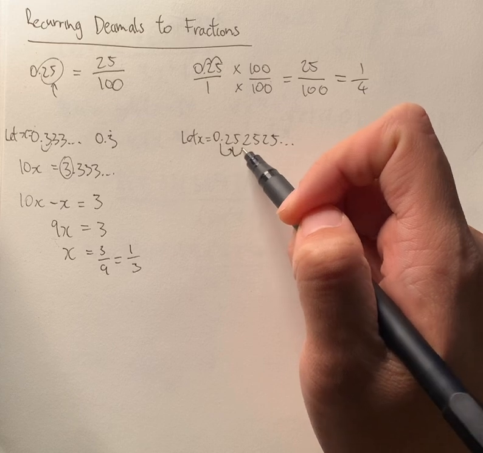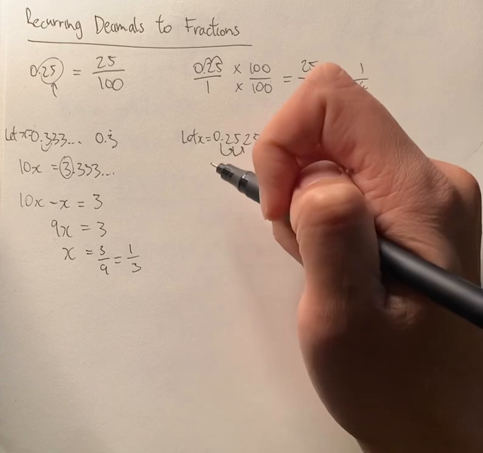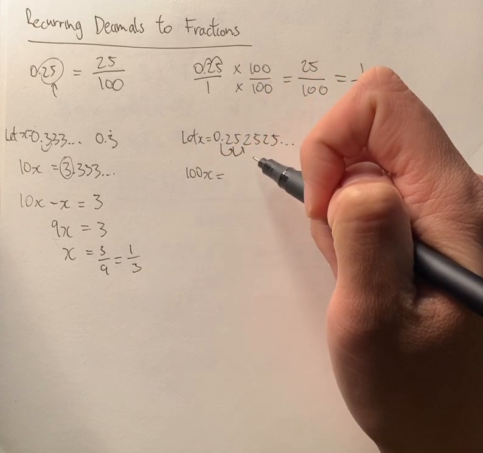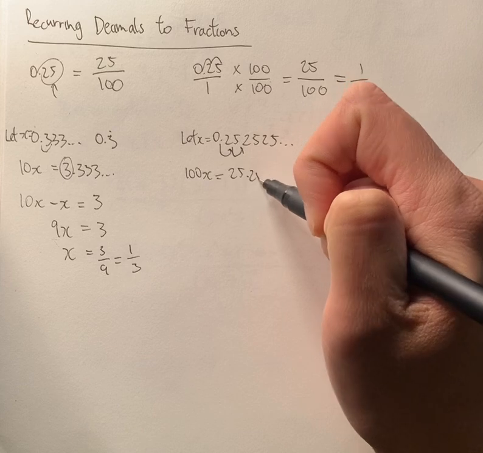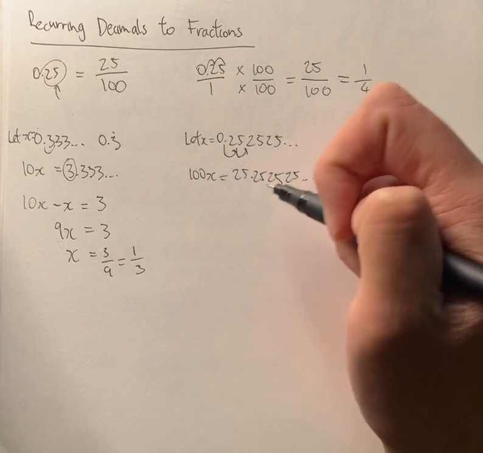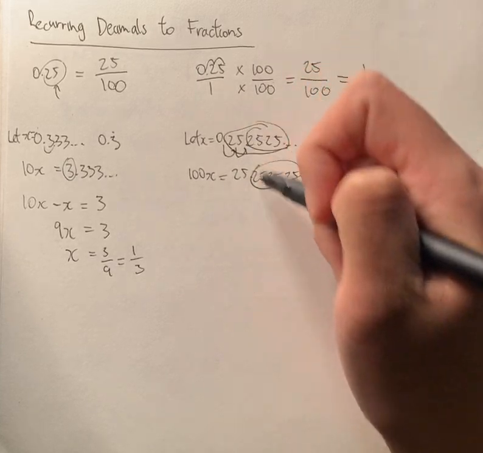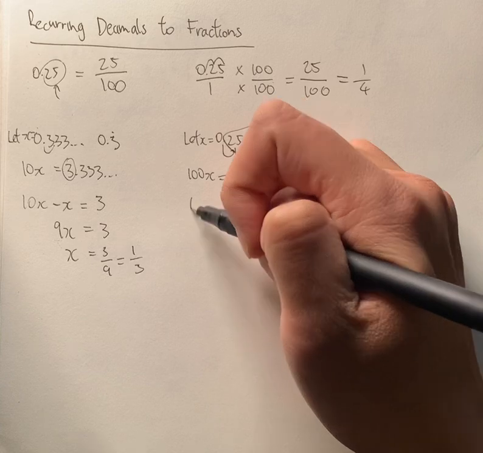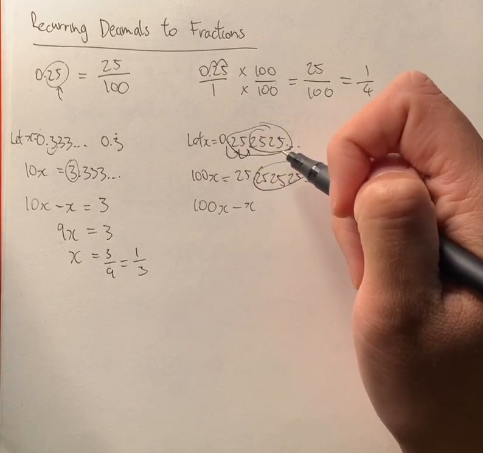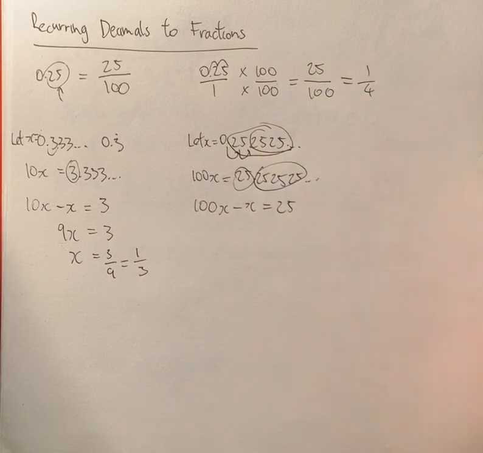However, if I multiply this whole thing by 100, I now get something a little interesting here. So this is 100x. Let's multiply by 100, move the decimal point twice. I'm going to get 25.252525 recurring. And here, this is great because my decimal part is the same as my decimal part over here, which allows me to subtract from each other. So 100x minus x allows the decimals to cancel, and the only thing that I have left, of course, is 25.